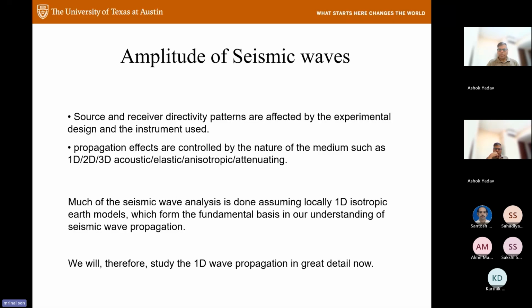So much of the seismic wave analysis is done assuming a locally 1D isotropic Earth model. So now you know what is meant by 1D. So we will start with 1D wave propagation. Today we will take a more intuitive approach, and then next week we'll talk about more details of the Kennett algorithm for 1D medium. But what we'll discuss today would be the basic building blocks for the Kennett kind of approach.